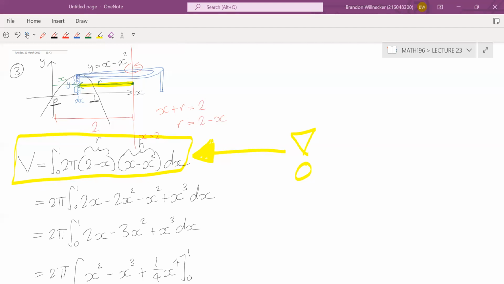Are there any questions on the procedure? Okay, so everyone understands what to do tomorrow. Tomorrow's quiz will be on the disk and the washer method, and then next week it will be on all three methods. Just to let you know what's happening with that.